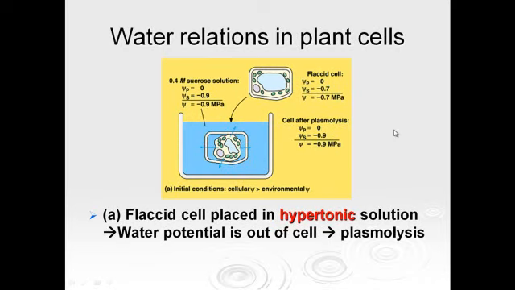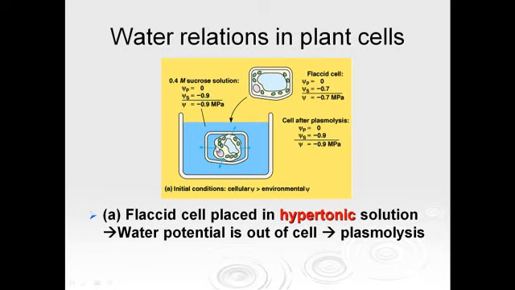Let's look at another situation. We have the same flaccid cell to begin with. This time, however, I don't have distilled water. I have a 0.4 molar sucrose solution. So my solute potential is a negative 0.9. Again, I will teach you how to calculate that. So my water potential out here is a negative 0.9 megapascals. Inside the plant, it's a negative 0.7. So negative 0.7 is bigger than negative 0.9. So water is going to move from the plant into the sucrose solution to try and dilute it.